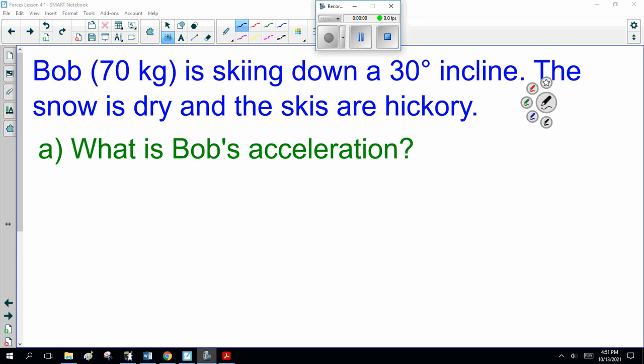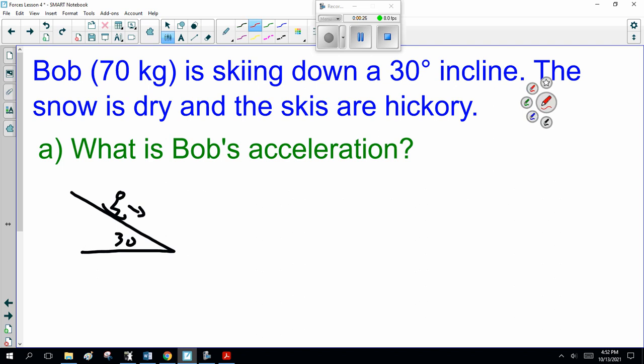Now, here's another question. Bob, 70 kilograms, is skiing down a 30 degree incline. The snow is dry and the skis are hickory. What's Bob's acceleration? So, draw a picture. There's Bob on his skis going down the incline.